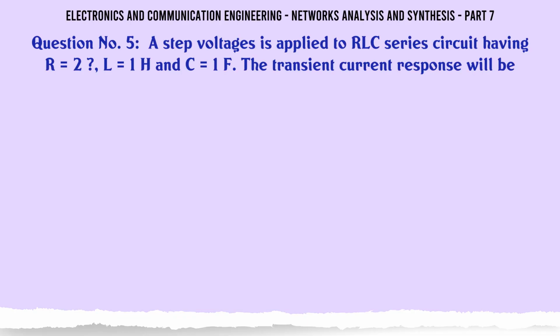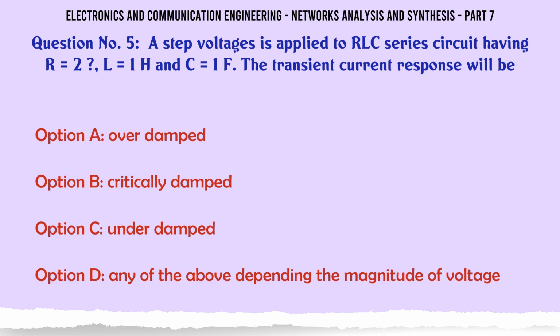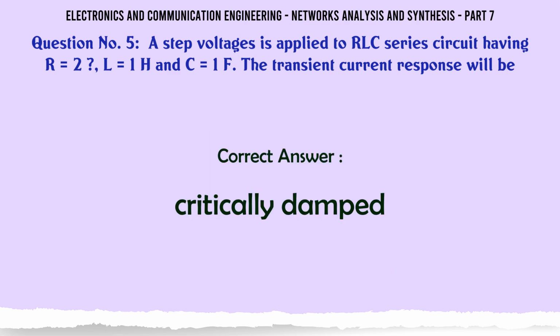A step voltage is applied to an RLC series circuit having R = 2 Ω, L = 1 H and C = 1 F. The transient current response will be: A, overdamped; B, critically damped; C, underdamped; D, any of the above depending on the magnitude of voltage. The correct answer is critically damped.